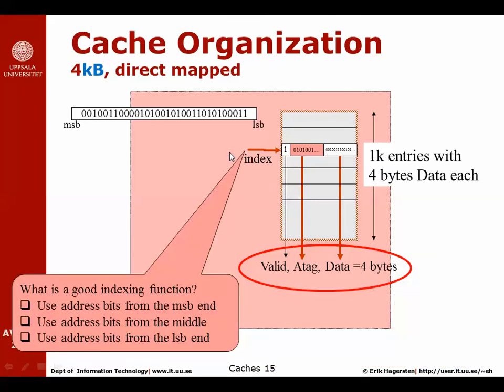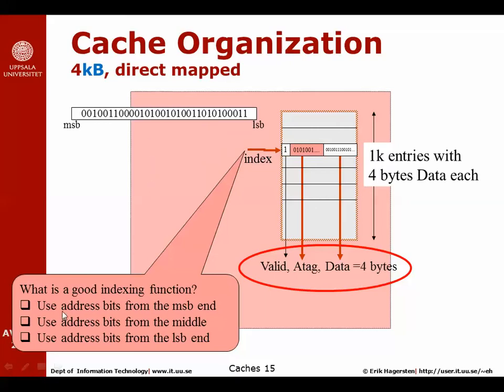Now the question is, what is a good index function? You remember what was a bad index function in the address book example. If you're so smart, can you help me figure out what would be a good index function here? Should we use the most significant part of an address? Should we use the middle part of an address? Or should we use the least significant part of an address when we pick those 10 bits that we need for the index function?